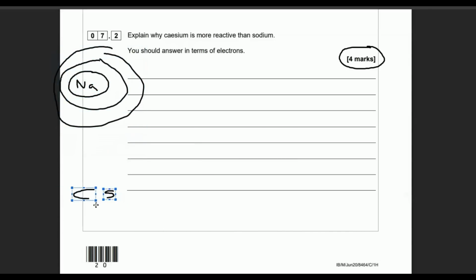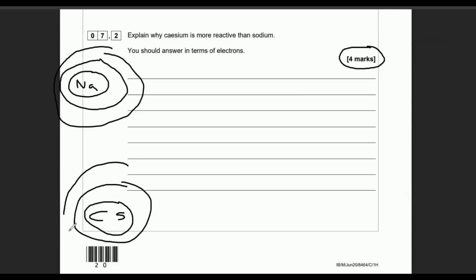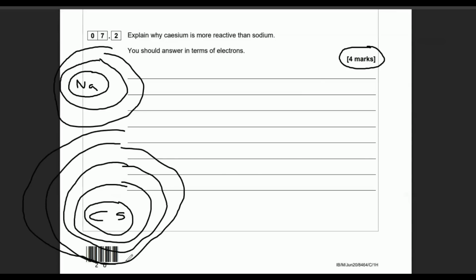Because cesium is further down the group. And what do we know about when you're further down the group? When you're further down the group, you've got even more shells. So cesium is like this. Okay, I'm getting a bit excited now. Cesium is bigger.